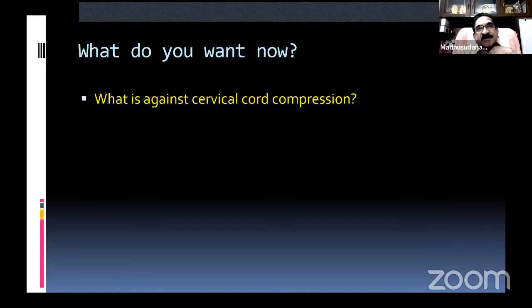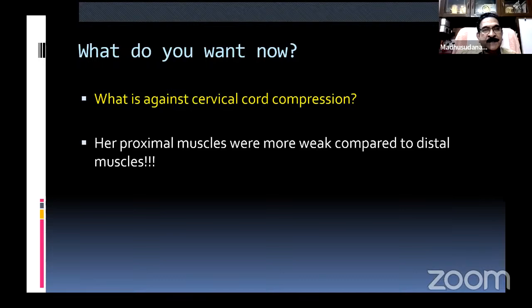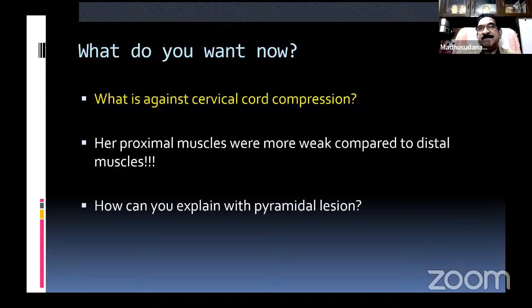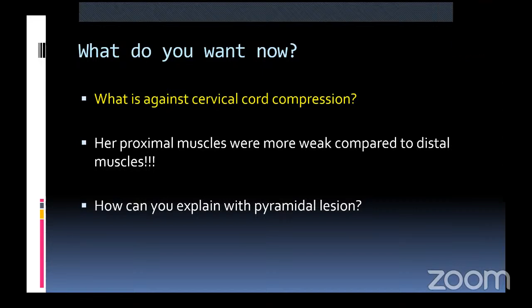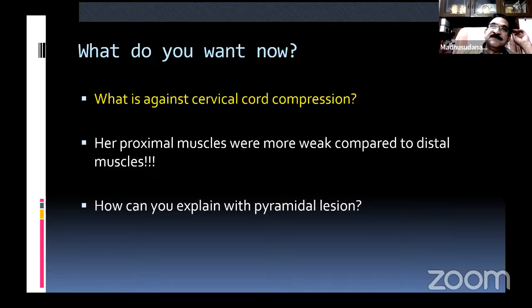Let's see again the cervical cord compression in this patient. Her proximal muscles were more weak compared to the distal muscles. How can you explain this by a pyramidal lesion? Can a pyramidal lesion produce more proximal weakness compared to the distal muscles? If the medial part of the corticospinal tract is affected, you can have proximal muscle weakness. So still the lesion may be in the spinal cord.